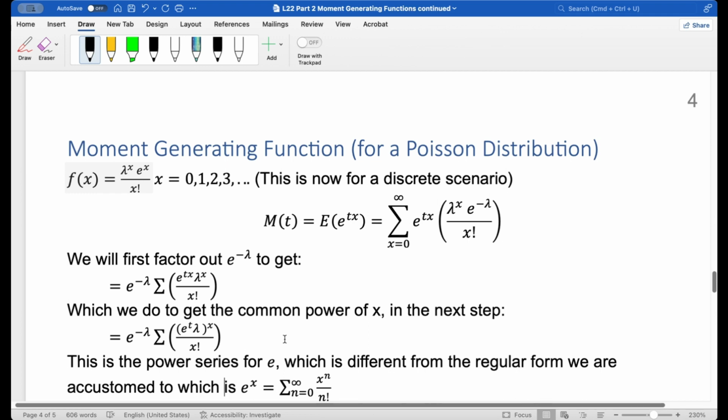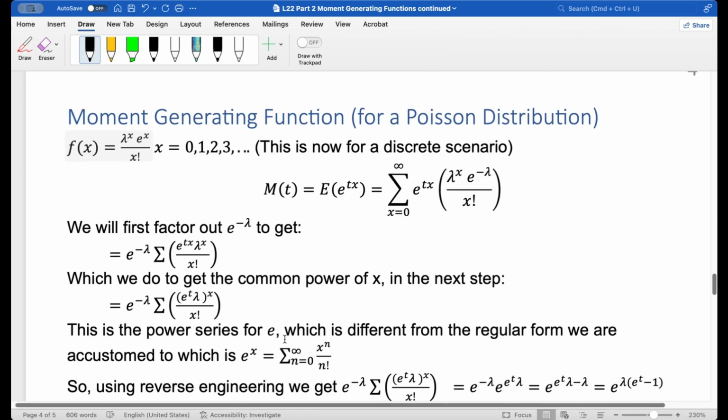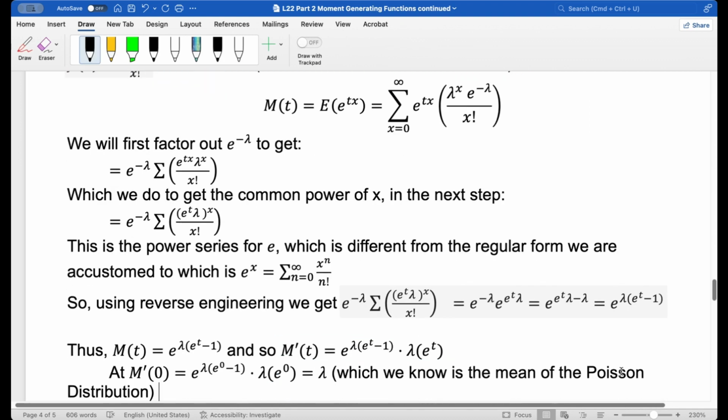And then that form is the form for the power series of e. It's a little bit different. We have the x in the opposite spot, but that's the power series for e, and this argument inside here will be the exponent. So this sum is e to the power e to the t times lambda, and then times the multiplier out front, e to the minus lambda. And then you can add the exponents, and it's e to the t lambda minus lambda. And you can factor out lambda in that exponent. So that's the moment generating function for the Poisson distribution.